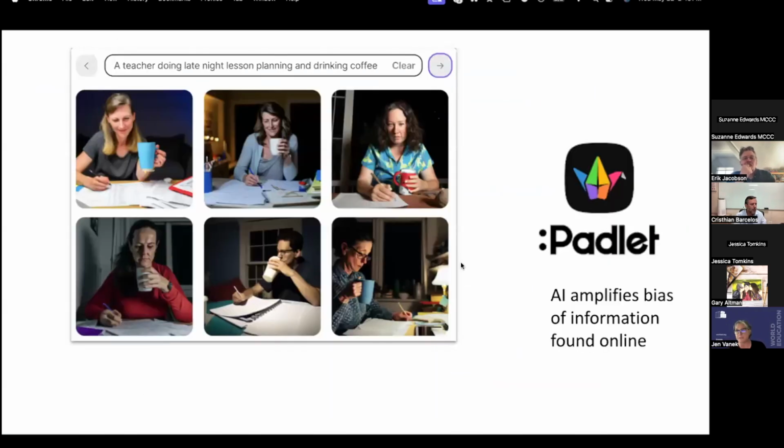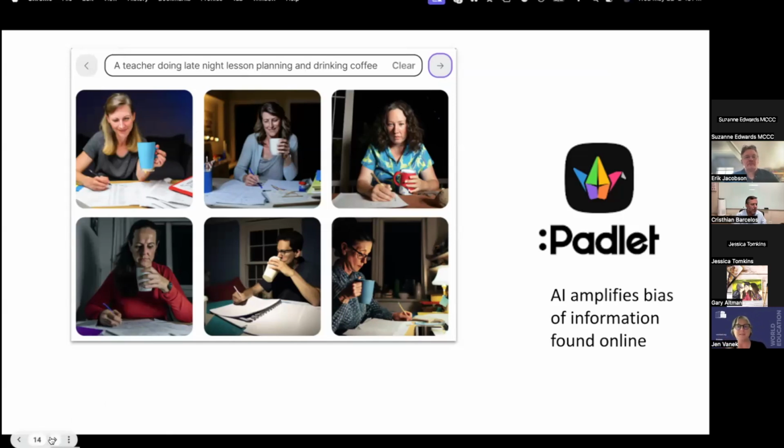Another example of this is Padlet. Padlet is a really wonderful tool that you can use to support collaboration in classrooms. There is a new Gen AI feature in Padlet called I Can't Draw, and it pulls images from the web that correspond to the text that you type in describing what you want. It's important to recognize that these Gen AI technologies actually amplify the stereotypes that are embedded in the data they draw on in the large language models. So, for example, this is a teacher doing late night lesson planning. We see one guy here, that's good, but the rest are white ladies, which is something that happens in the US in terms of instruction.